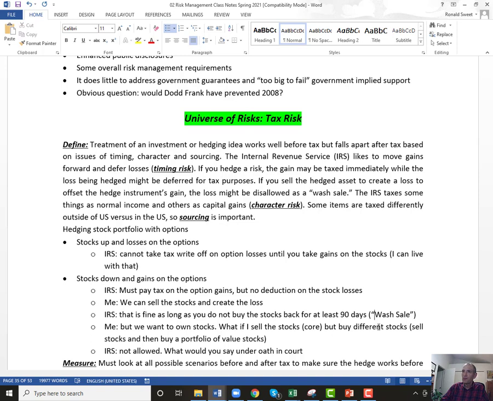convinced me that there was really not much I could do about this. So you have these gains on the options, because the stock market's down, so your options gain. You're going to have to pay tax on that. But you get no tax deduction for the stock losses. The only way you can get tax deduction for the stock losses is to sell your stock portfolio and not buy it back for 90 days. I couldn't even do this.